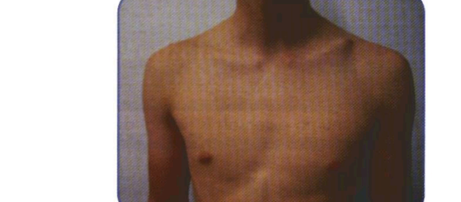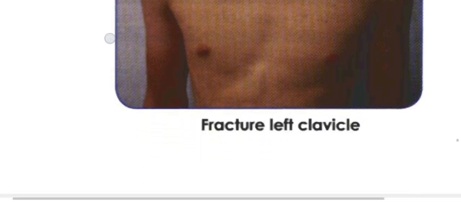This is the picture of a left clavicle fracture. You can see a very visible bulging on the left side. This is the left clavicle. Fracture of left clavicle. Here you can see the X-ray appearance. You can see this clavicle fracture.